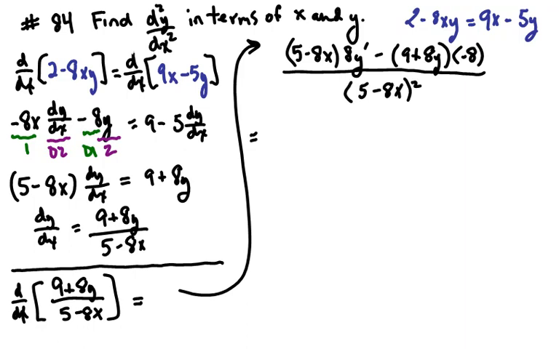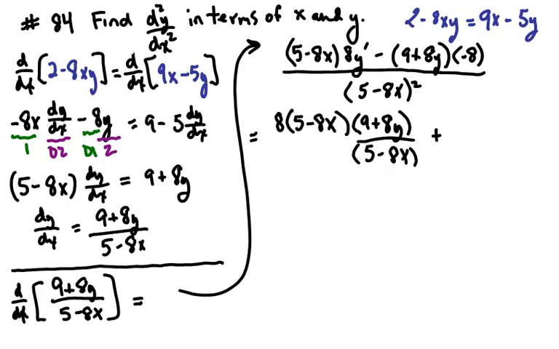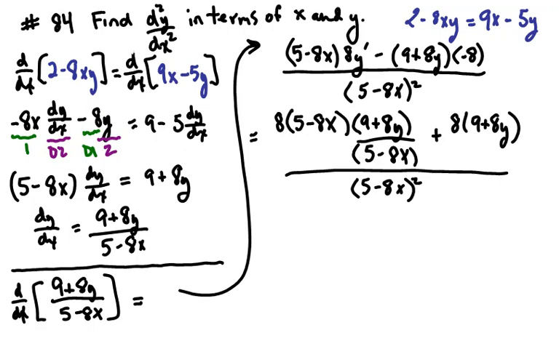Now the rest is just a simplification process. We do have to substitute the y prime out, and in its place put the original dy dx, which is 9 plus 8y over 5 minus 8x. And so we have 8 times the quantity 5 minus 8x times 9 plus 8y over 5 minus 8x, and we'll see that the 5 minus 8x's are going to cancel out. And then that's plus 8 times 9 plus 8y. And that's all over 5 minus 8x quantity squared.